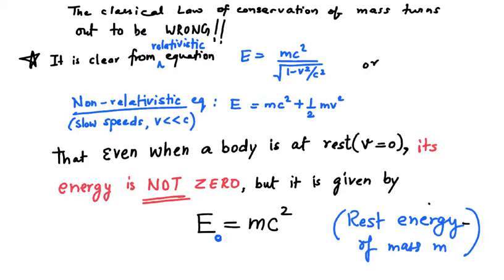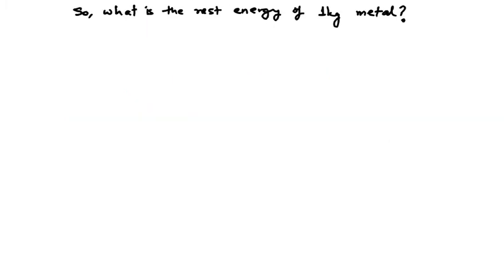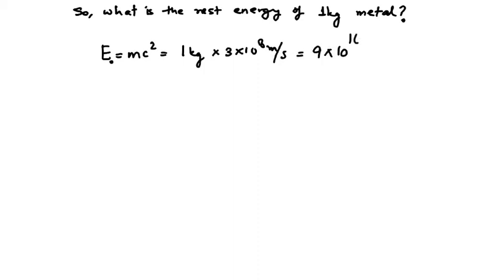If an object at rest has some energy, what is the rest energy of a 1 kg metal? We can calculate that using the formula E0 equals mc square, and when we substitute, we get 9 into 10 to the power 16 joule, which is about the energy generated by a large power plant in 1 year, which is a lot of energy. Now this incredible amount of energy would be of no interest if it could not be converted into other forms of energy.